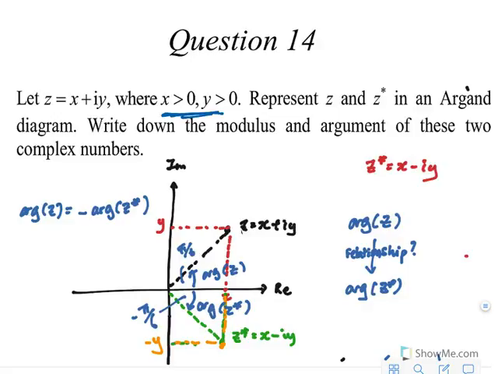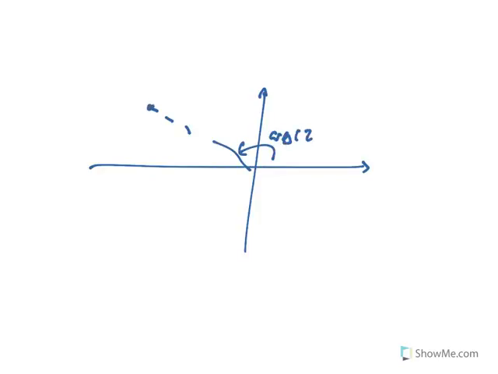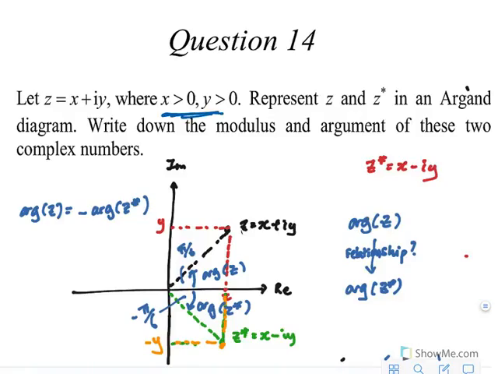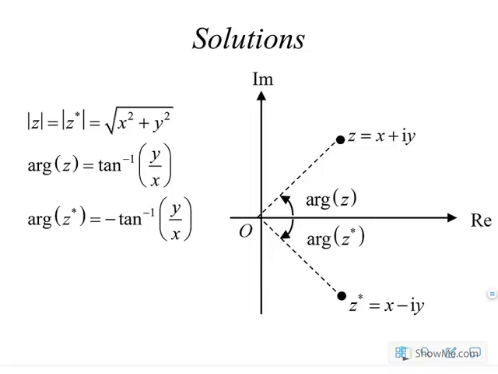You can go back and try. I will say, hey, but this is the first and fourth quadrant. How about if I try getting my argument to be here? Let's say this is my argument of Z. Will this also be the argument of Z asterisk? You can go back and try this. But in general, it's the same. They're just the negative of each other. So this is how it looks.